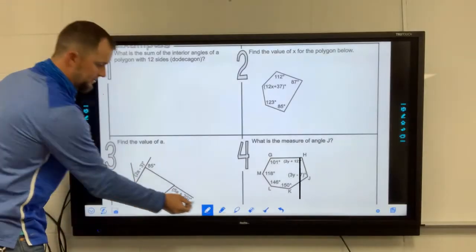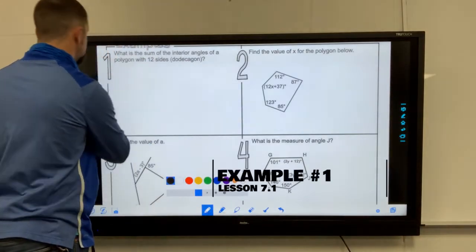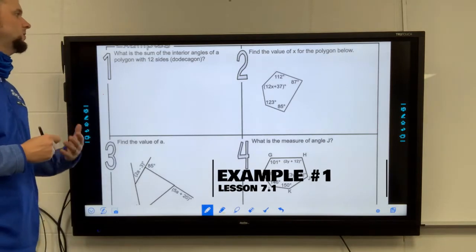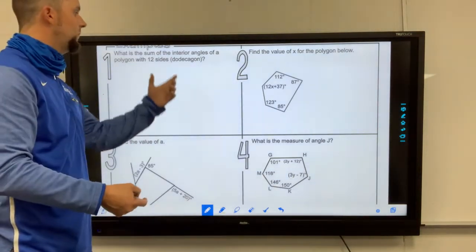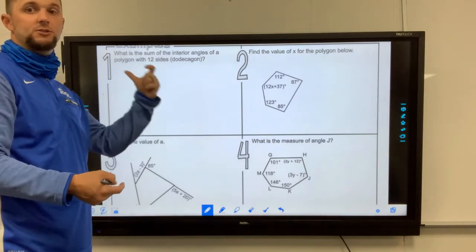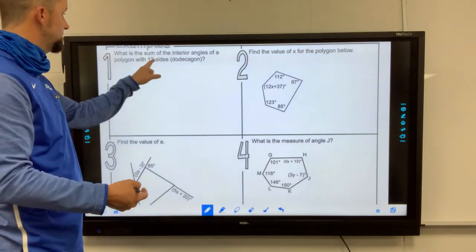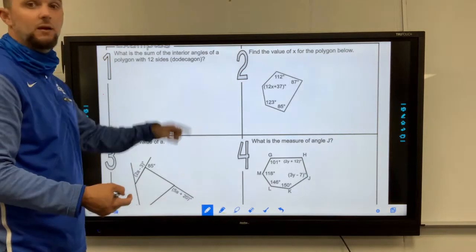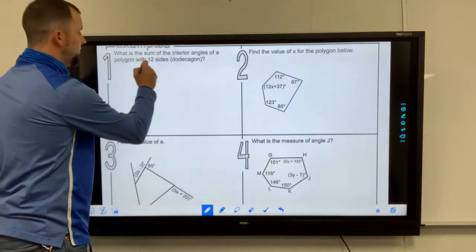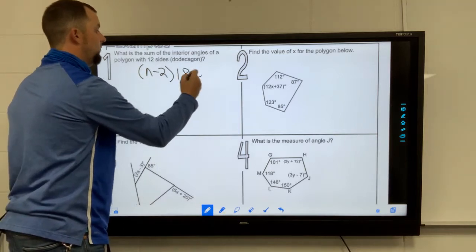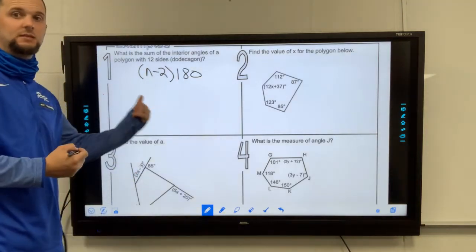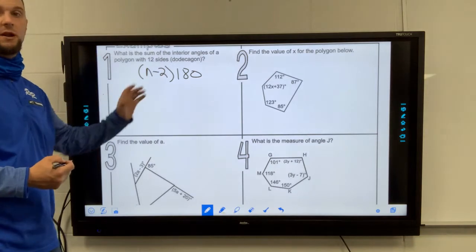All right, so let's look at example number 1 here. It says, what is the sum of the interior angles of a polygon with 12 sides? So I know if I want to find what all the interior angles of a polygon are going to add up to, which in this instance is a polygon with 12 sides, I'm going to use the formula n minus 2, and I'm going to multiply by 180, okay?